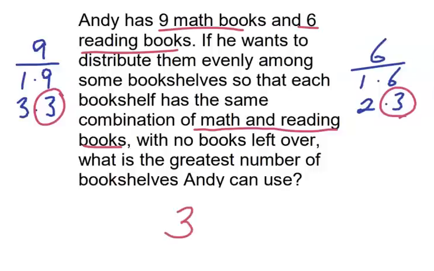And then for each shelf, if you think about it, 3 goes into 9 3 times, so it's going to be 3. And then 3 goes into 6 2 times, so 2. So each shelf is going to have 3 math books and 2 reading books. And you're going to have 3 shelves that have 3 math books and 2 reading books. So that's our answer, 3.